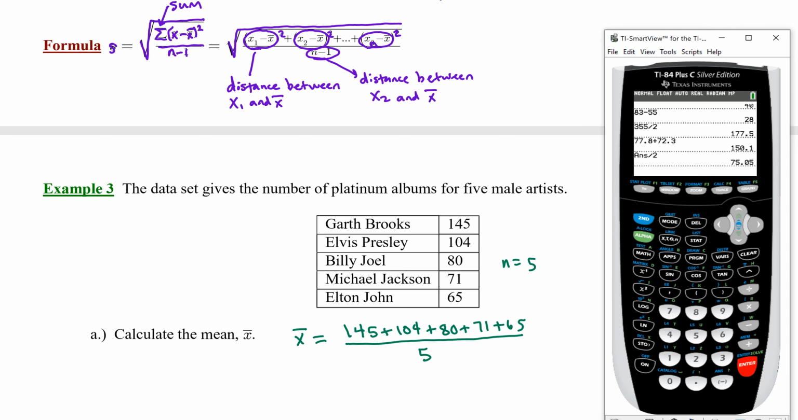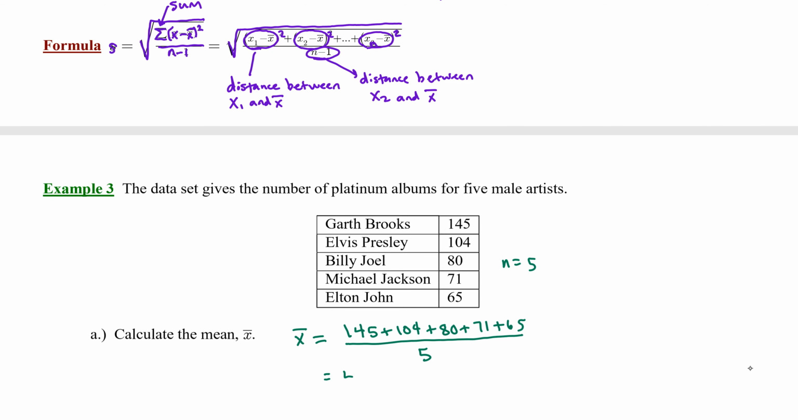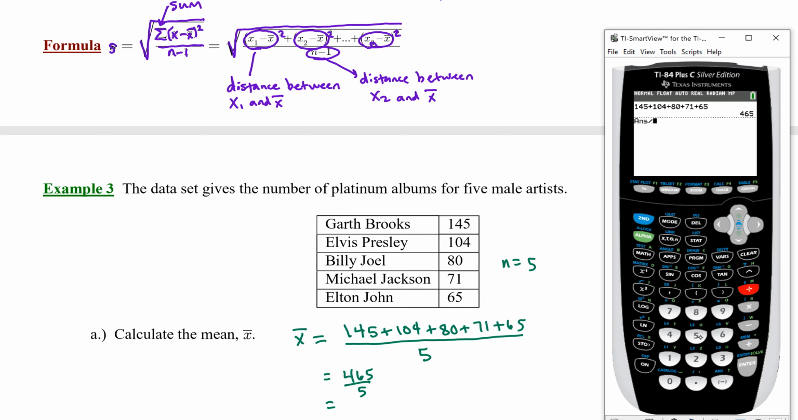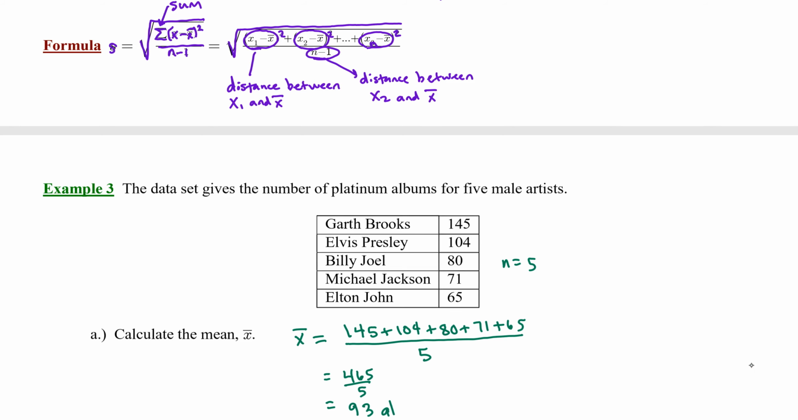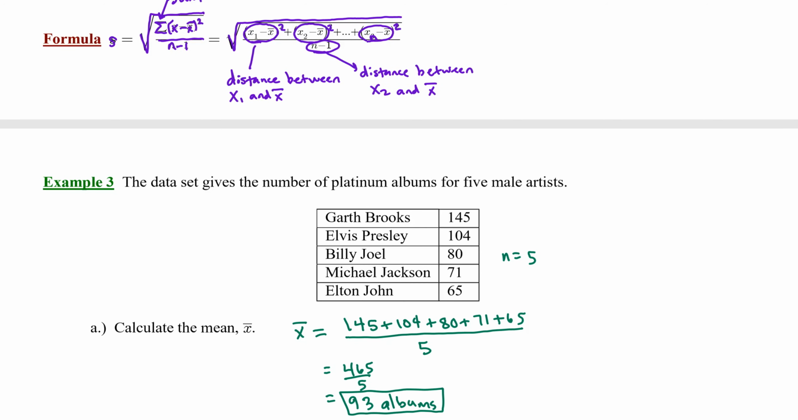So let's plug that into our calculator and determine the sum. 145 plus 104 plus 80 plus 71 plus 65. So our sum is 465. We're going to divide that by 5, and we'll have the average number of platinum albums per artist. Looks like 93 albums is our mean, x bar. That is a measure of central tendency, and that's the first step in calculating the standard deviation.